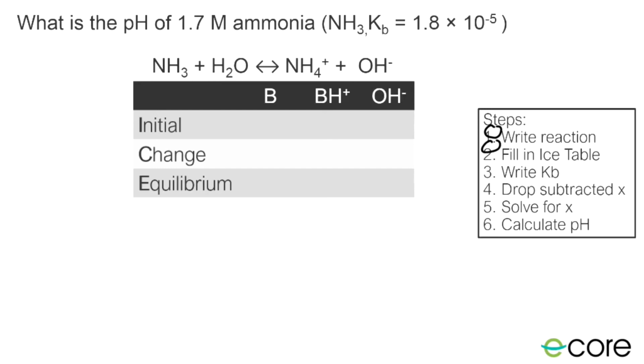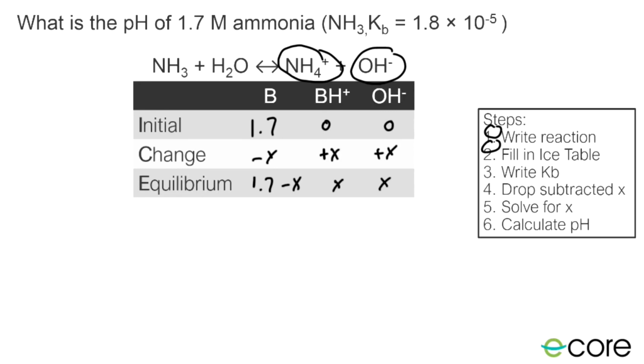So we want to fill in the ice table. Our initial concentration of our base, which we symbolize with B, is just 1.7. Of BH plus, that's our ammonia right there, is 0 initially, and of hydroxide, also 0. The base concentration is going to drop during this reaction, whereas the other two are going to increase. So our equilibrium expressions are 1.7 minus x, x, and x.